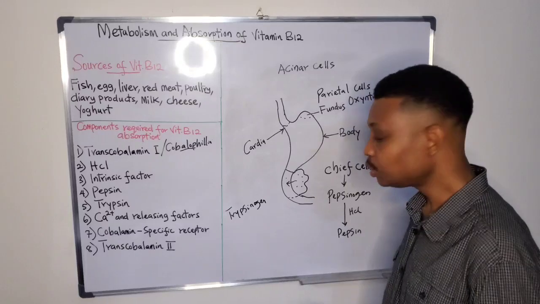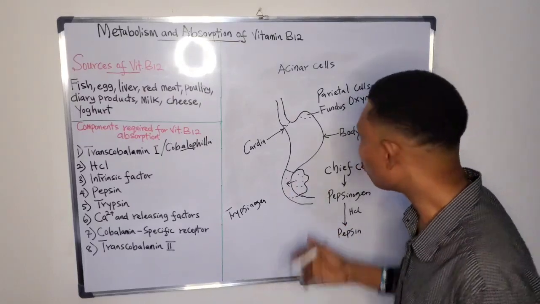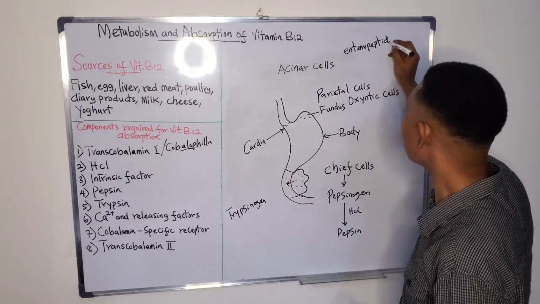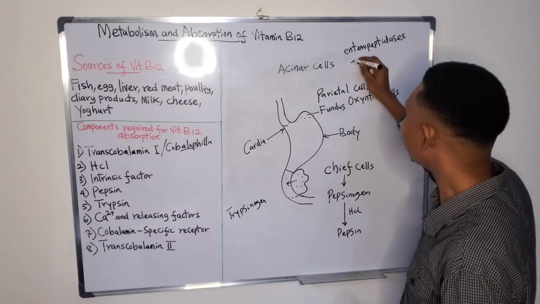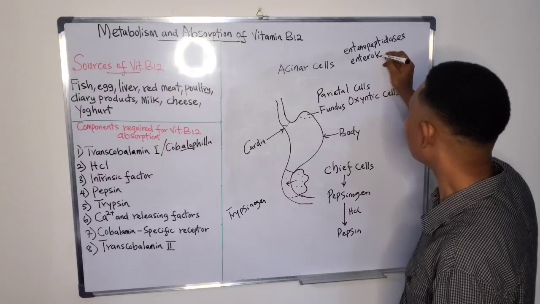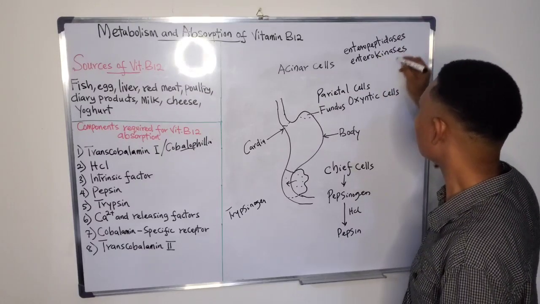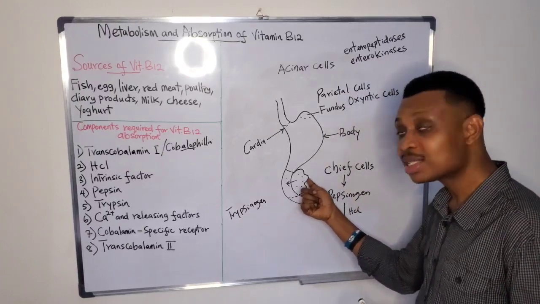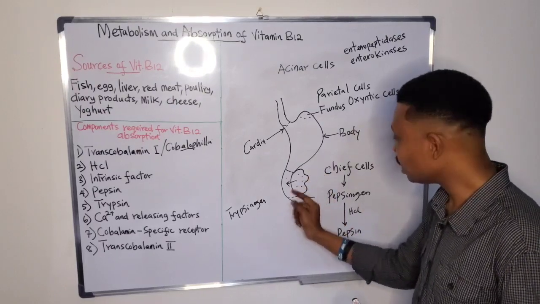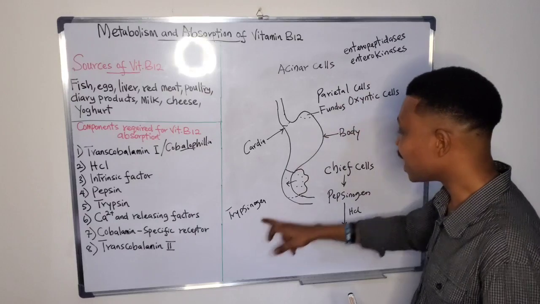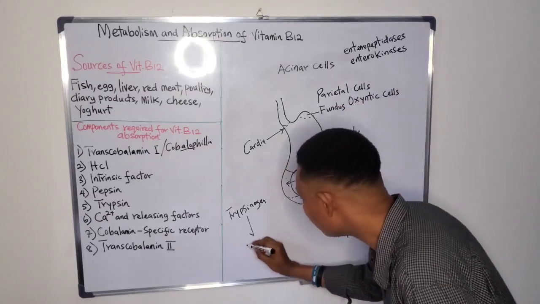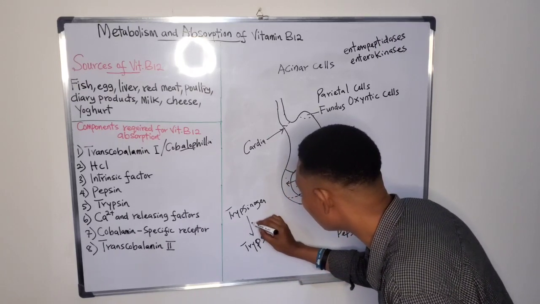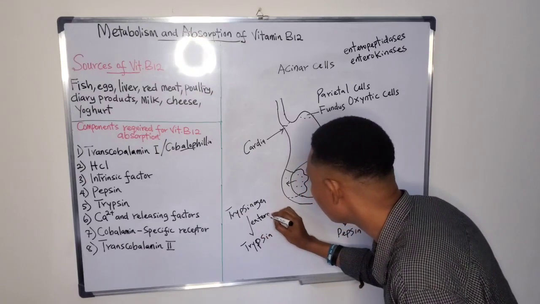into the duodenum. Now, in the duodenum, there are enzymes called enteropeptidases or enterokinases. Now, these enzymes act on the trypsinogen that has been secreted by the acinar cells of the pancreas. In the duodenum, these enteropeptidases act on trypsinogen and convert it to trypsin. Acted upon by what? Enteropeptidases.